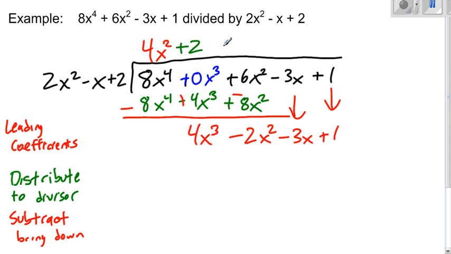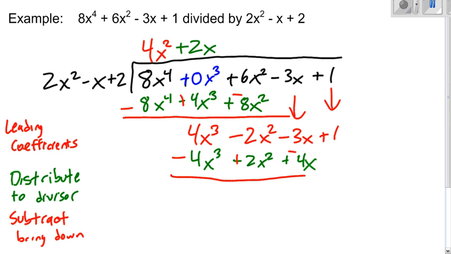Multiply back, distribute back to the divisor. 2x times 2x squared is 4x cubed. X to the third divided by x squared, we need our x there. So that's 4x cubed. Again, notice these need to be the exact same. 2x times negative x is negative 2x squared. 2x times 2 is plus 4x. Subtract, so change all the signs.